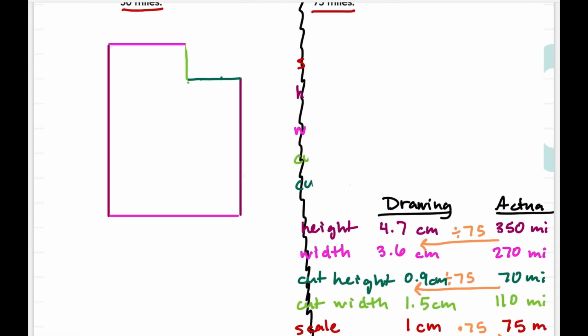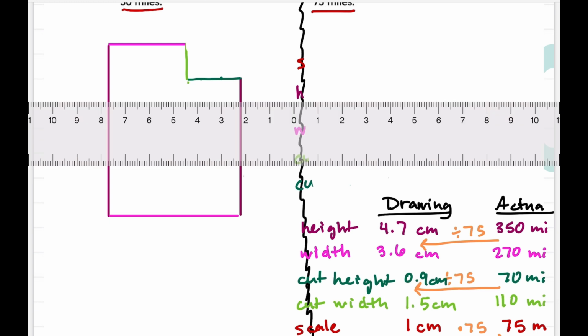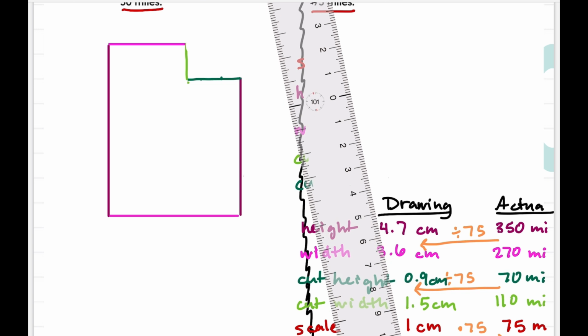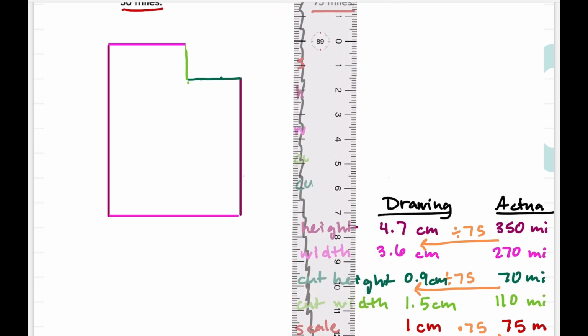Now I know how big I need to draw each of those new pieces here. So let's get out my ruler. I need a height of 4.7 centimeters. So I'm going to get started with the height of 4.7. Starting at the 0 and drawing down 1, 2, 3, 4.7.